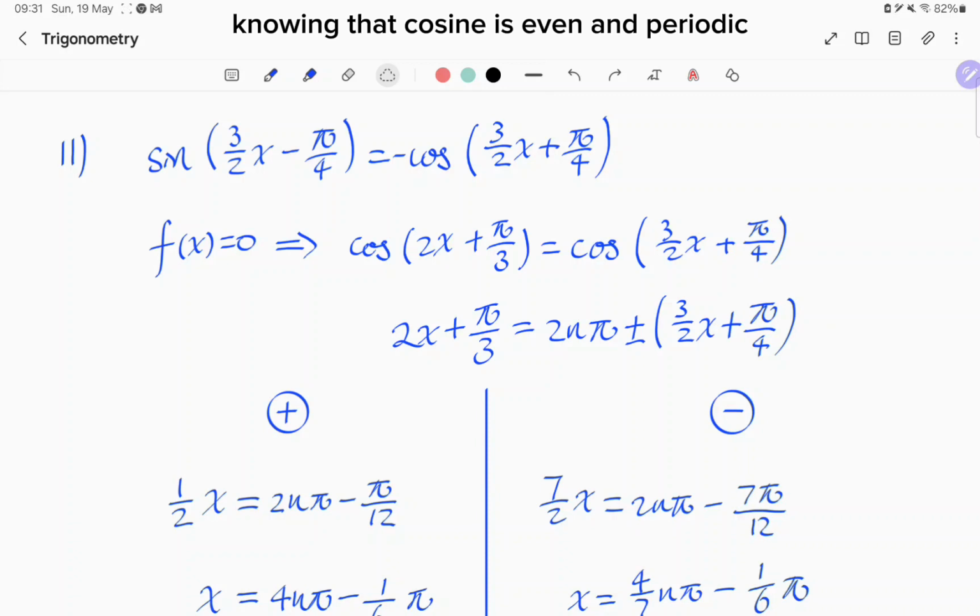Knowing that cosine is even and periodic, we can then say 2x plus pi over 3 is equal to 2n pi plus or minus (3 over 2 x plus pi over 4). We can now find the solutions to this by taking the plus or minus sign to be alternately plus or minus and solving for x.